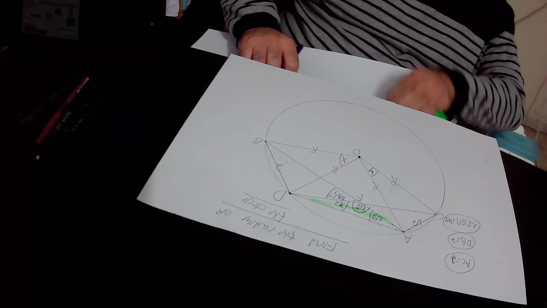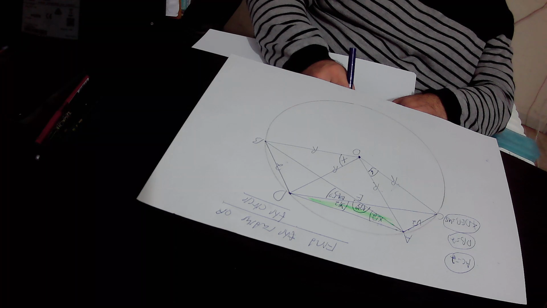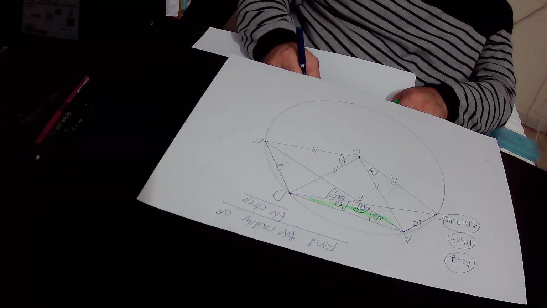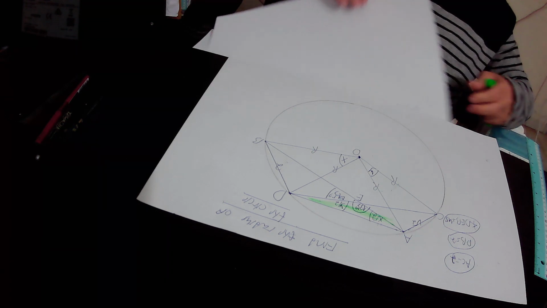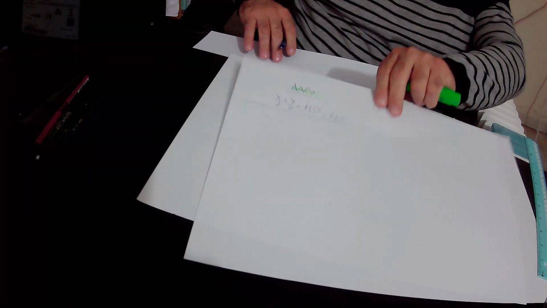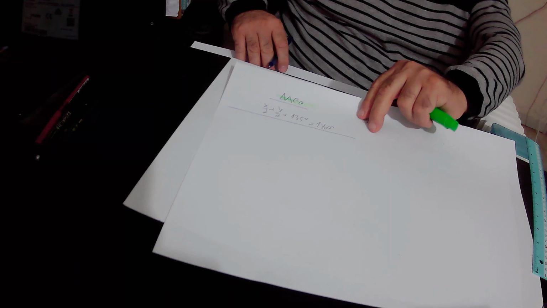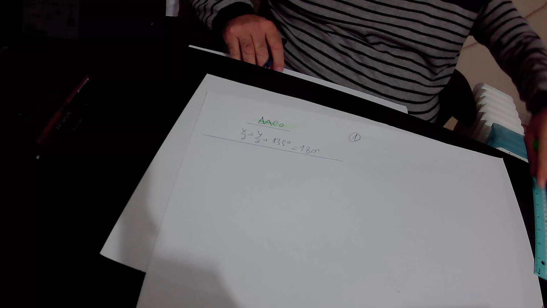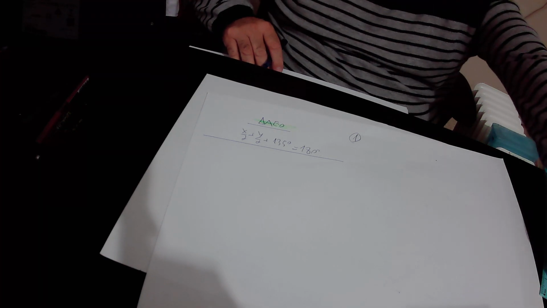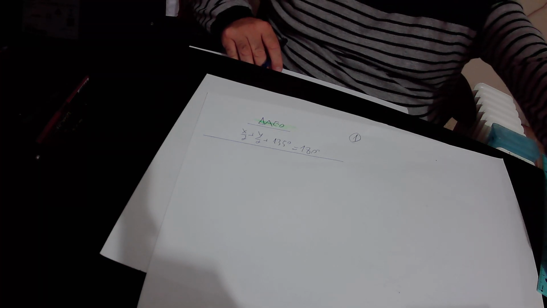I'll repeat again. In the green triangle AD, the sum of the angles must be equal to 180 degrees. Okay, x over 2 plus y over 2 plus 135 degrees must be equal to 180 degrees.